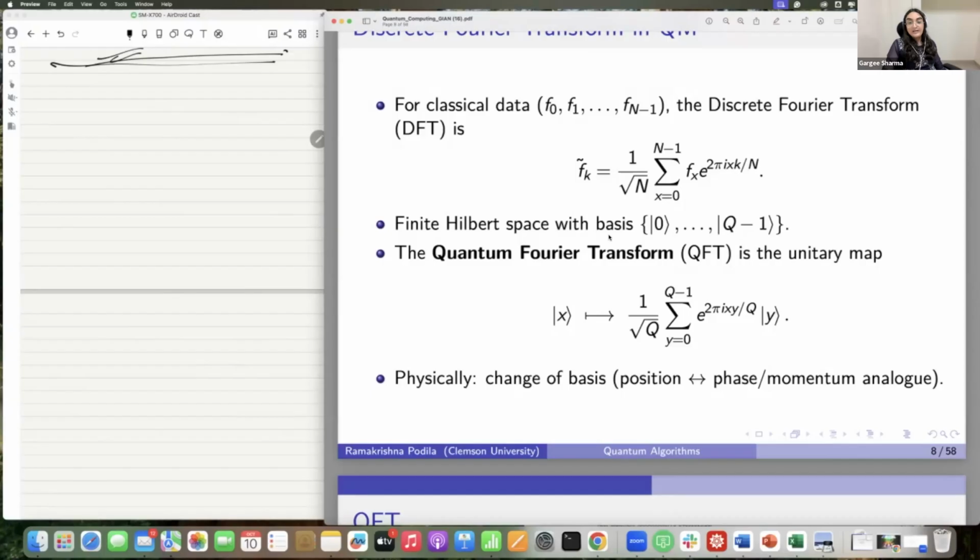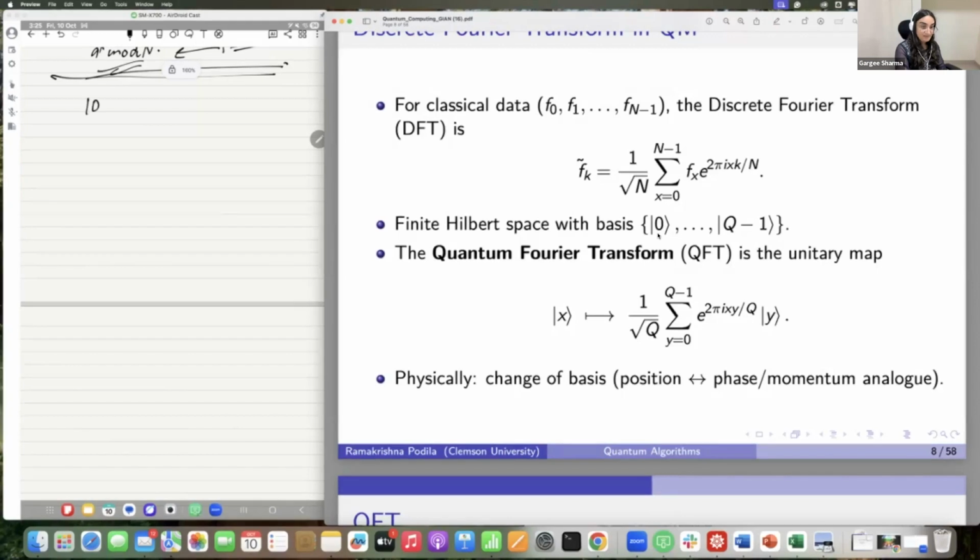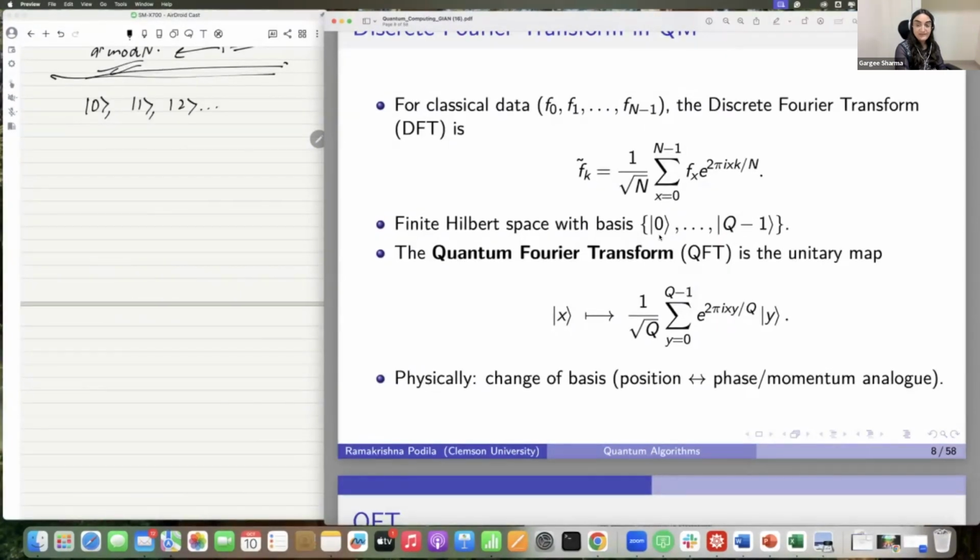So we want to do the same thing, but now we are working with quantum bits. Let's say you have some Hilbert space and these are your basis states, 0, 1, 2, up to q minus 1. So you have a total of q states.